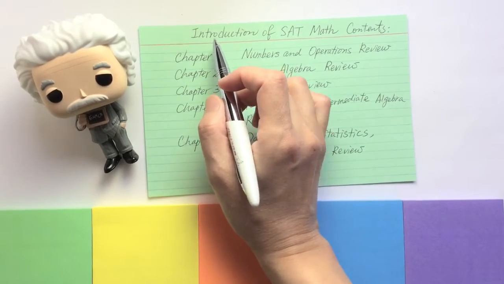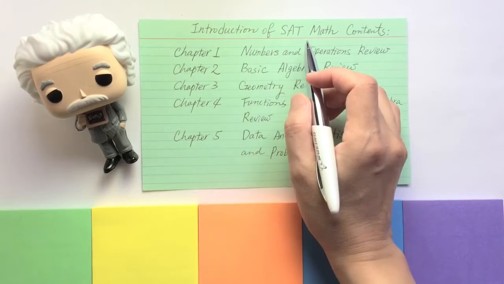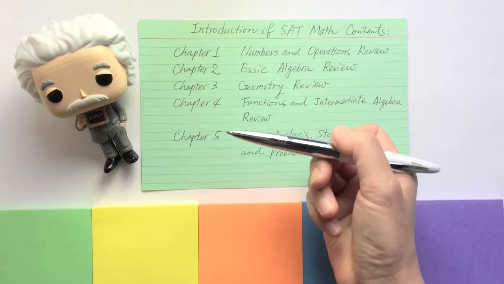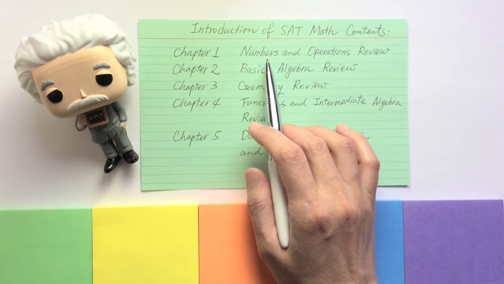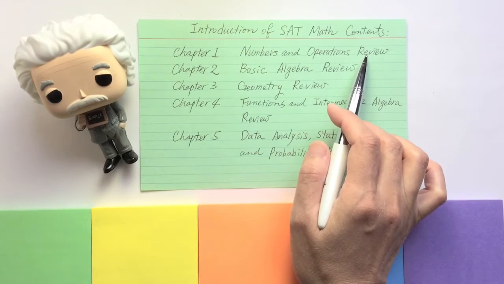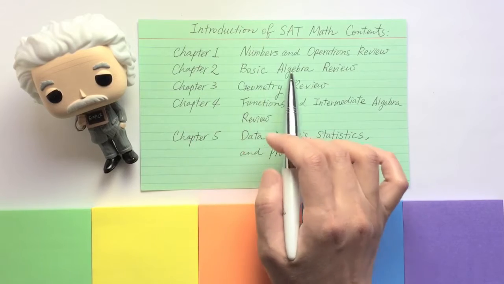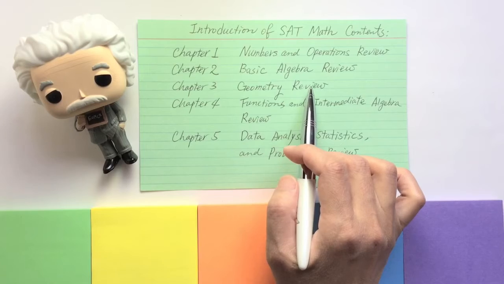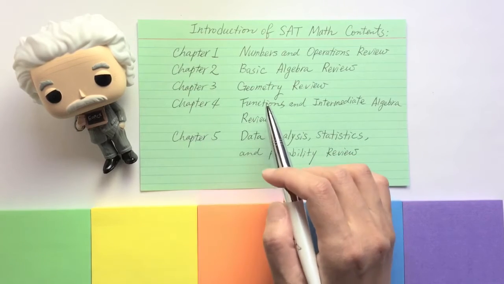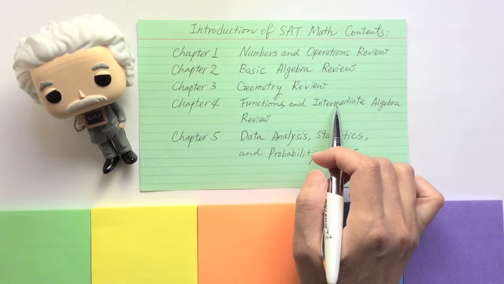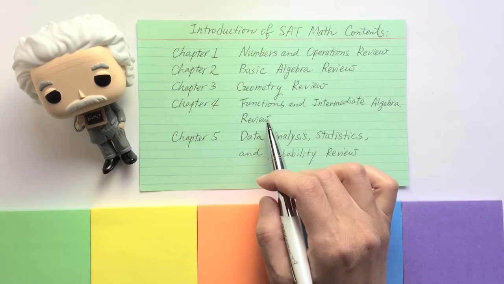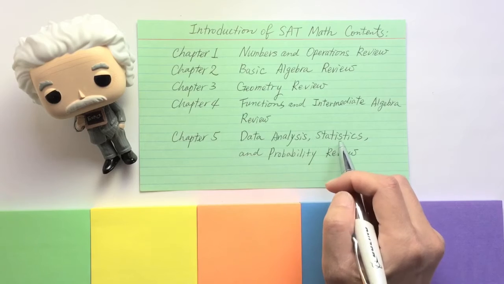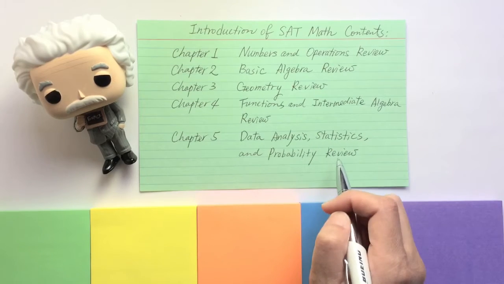Today, we're going to talk about the introduction of SAT math contents. So there are 5 chapters. Chapter 1 talks about numbers and operations review. Chapter 2, basic algebra review. Chapter 3, geometry review. Chapter 4, functions and intermediate algebra review. Chapter 5, data analysis, statistics, and probability review.